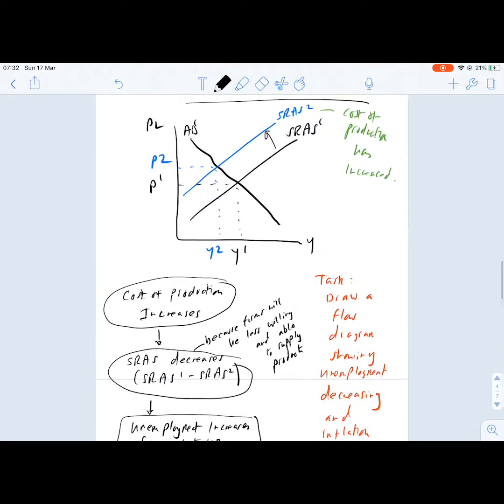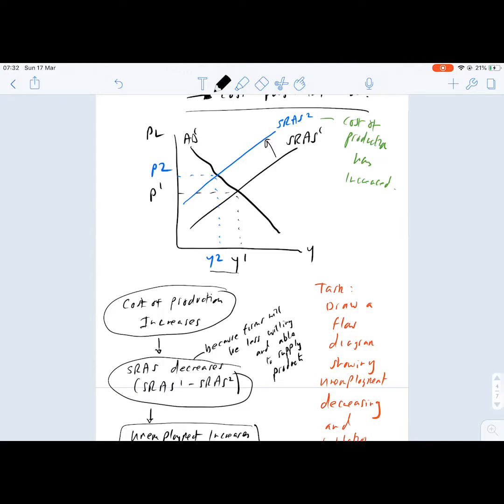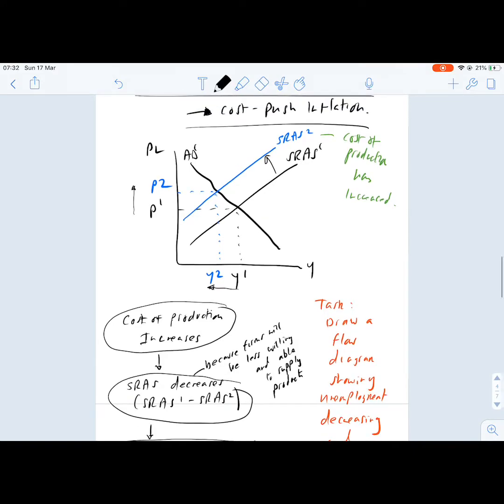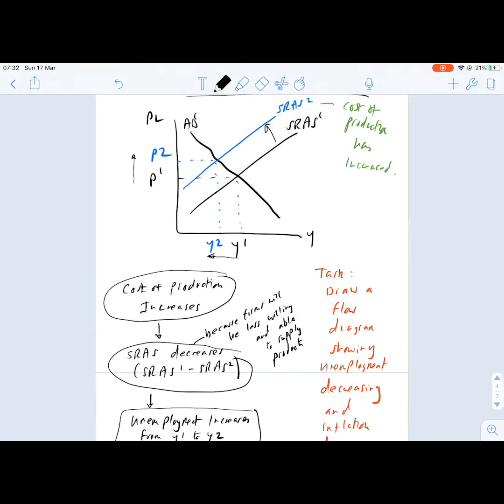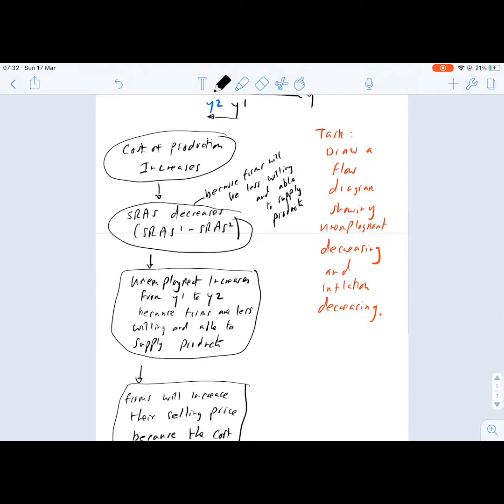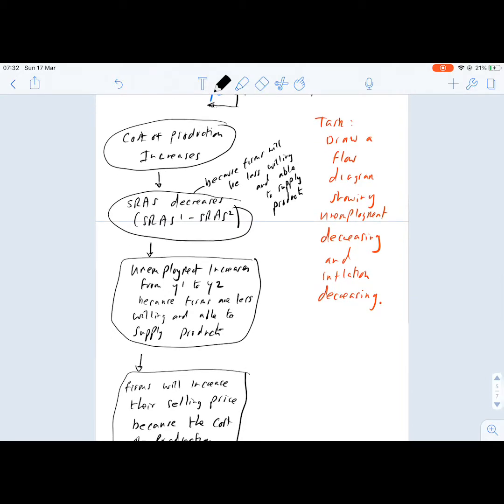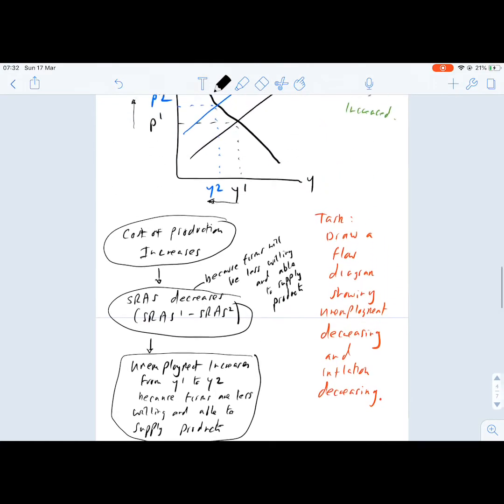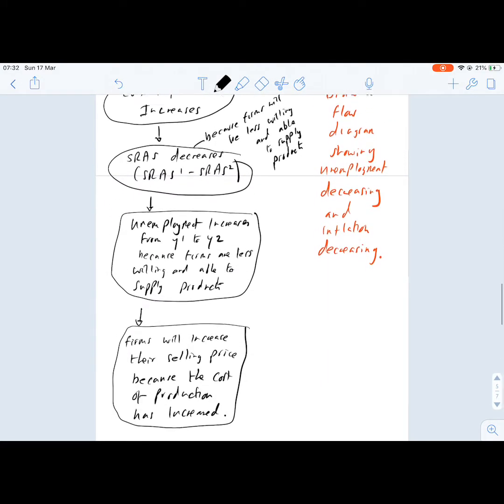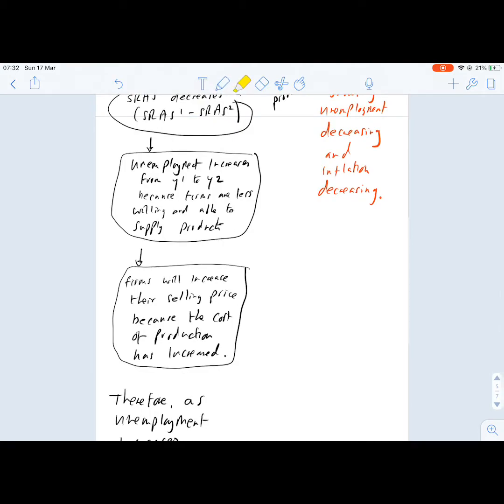Now, as a result, look what happens to unemployment. Unemployment actually increases, and inflation also increases. Now, remember, this is different to demand pull. So for cost push inflation, if unemployment increases, inflation also increases, and that is because firms would be less willing and able to make products because the cost of production has increased, and as a result of that, firms will increase their selling price because the cost of production has increased.